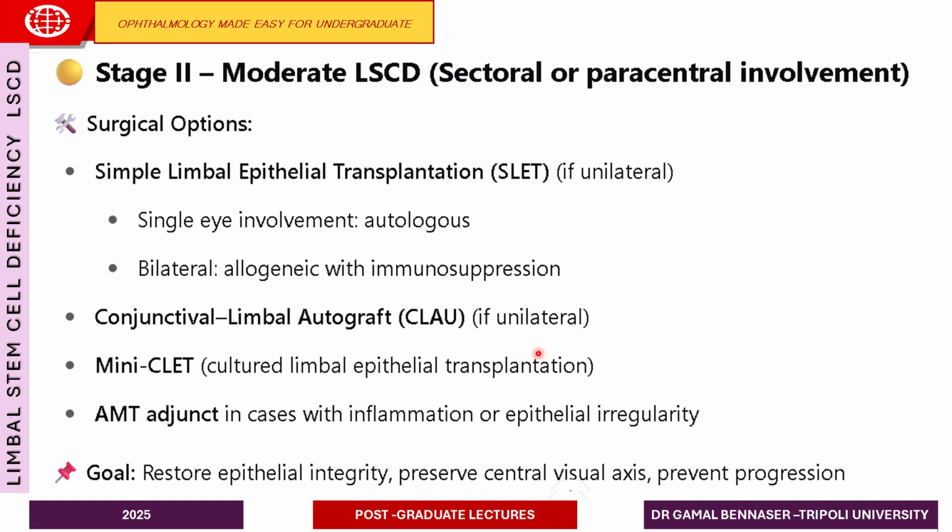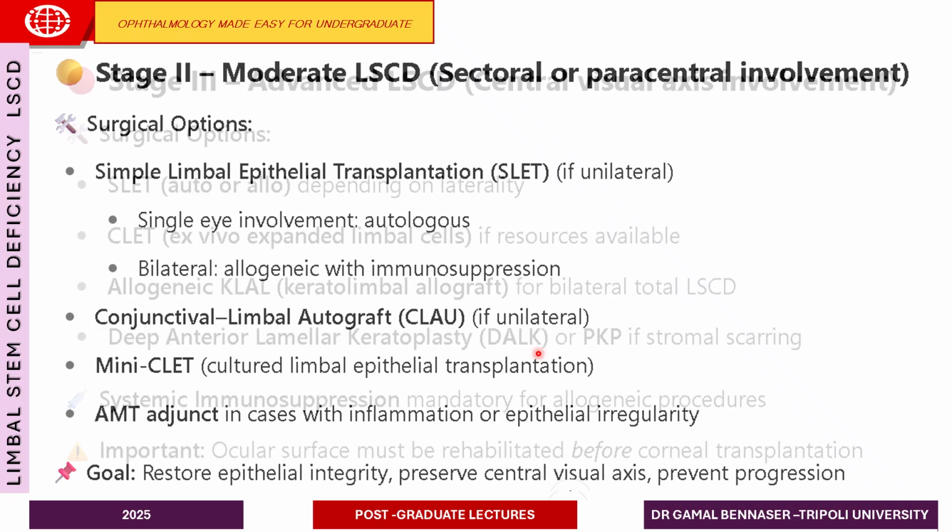And also CLET and amniotic membrane adjunctive treatment. All of this aims to restore the epithelial integrity and preserve the central visual axis. However, if there is deterioration of the central corneal epithelium and no improvement of the patient, we have to set up a more aggressive surgical intervention. So this is for stage 2.